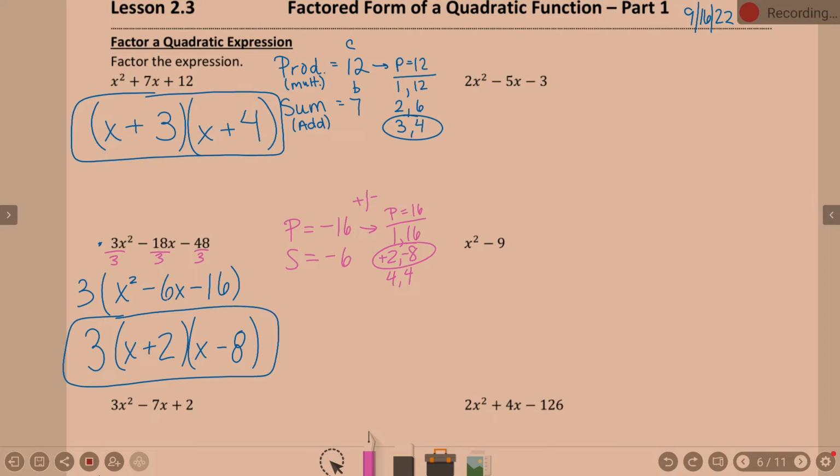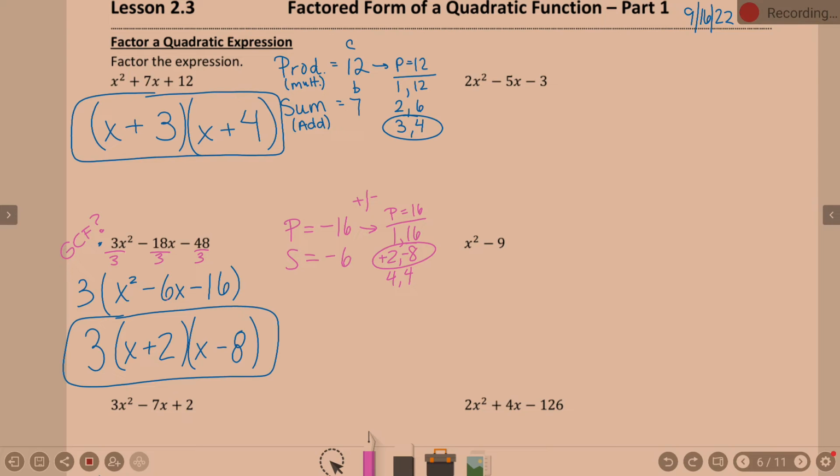2x squared minus 5x minus 3. What was our first question we had to use on this last problem? Is there a greatest common factor? Is there a GCF between 2x squared minus 5x and minus 3? Unfortunately, no. That would make life a lot easier.